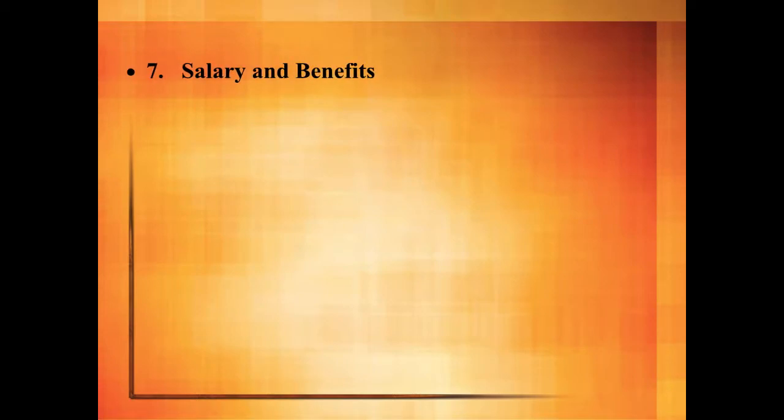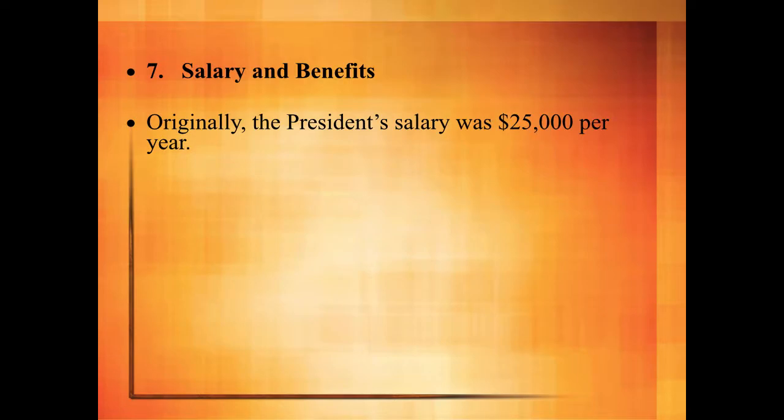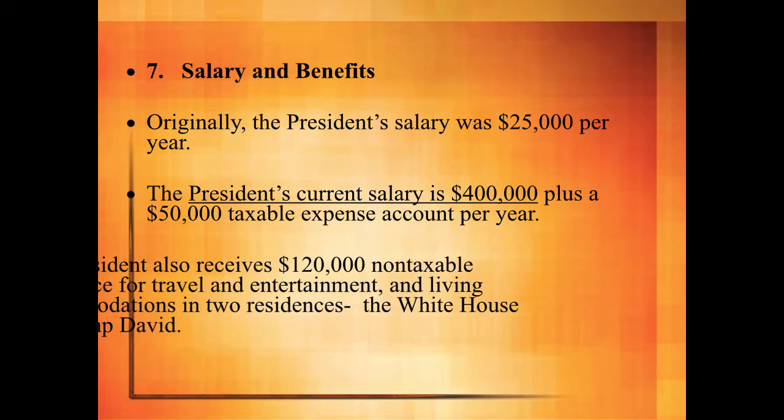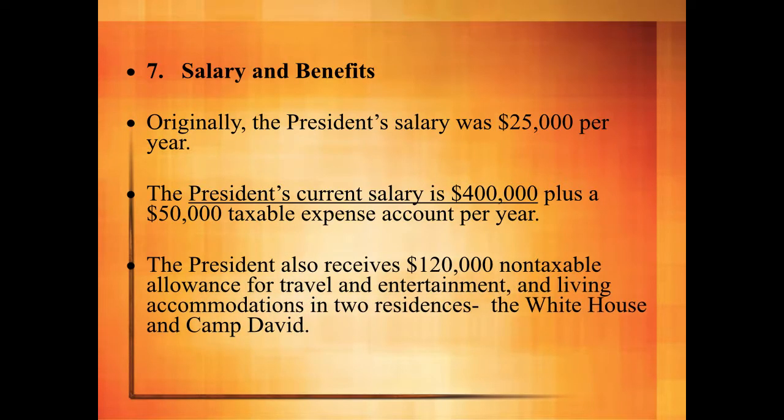Moving on, salaries and benefits. The president does get paid, right? The original president got paid $25,000, and now the president makes $400,000 a year. And with some additional $50,000 taxable expense, he gets some travel and some entertainment money. And he gets to live in two places, the White House and this place called Camp David, which is kind of his retreat.